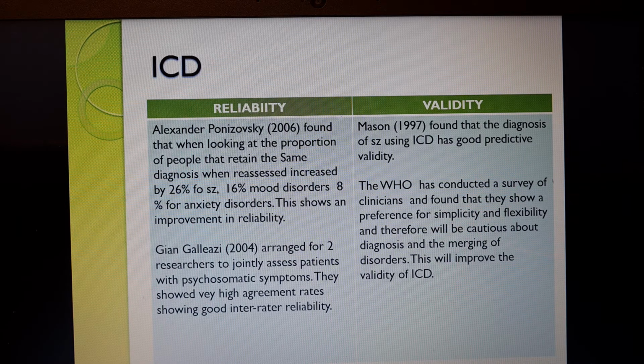Validity, Mason 1997 found that the diagnosis of schizophrenia using ICD does have good predictive validity. So, there have been many studies which have been for and against in terms of validity, but this one is obviously a strength. The World Health Organization has conducted a survey of clinicians and found that they do show a preference for simplicity and flexibility. Therefore, clinicians are pretty cautious about diagnosing because they understand the implications if a false diagnosis is made. Therefore, this does improve the validity if the clinicians are that extra little bit careful and cautious.